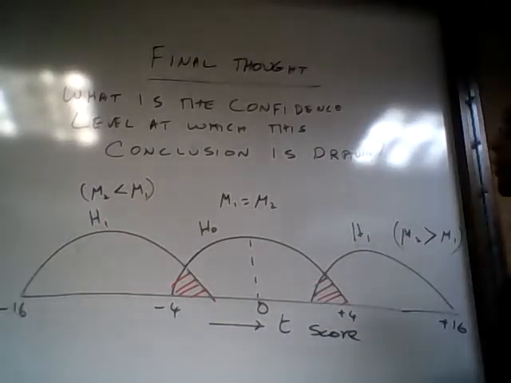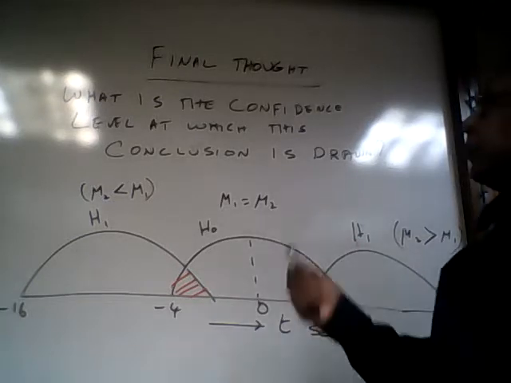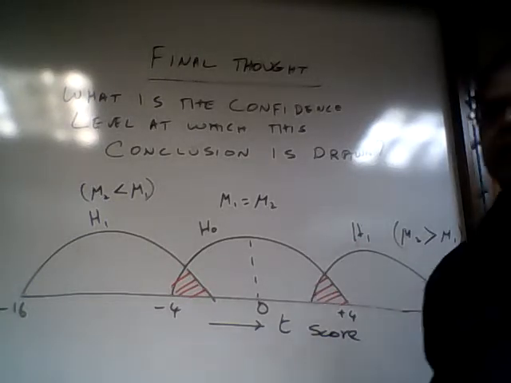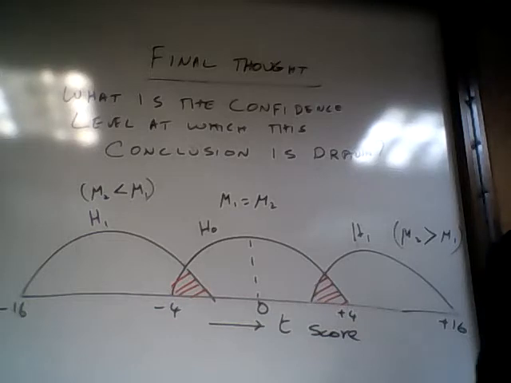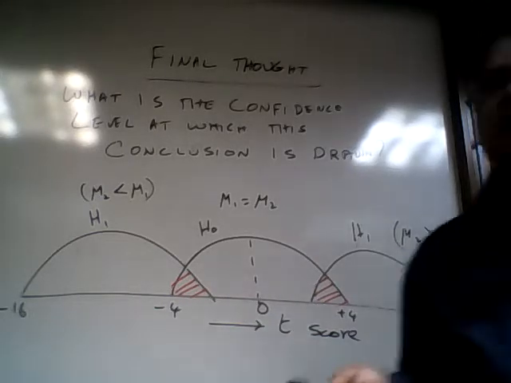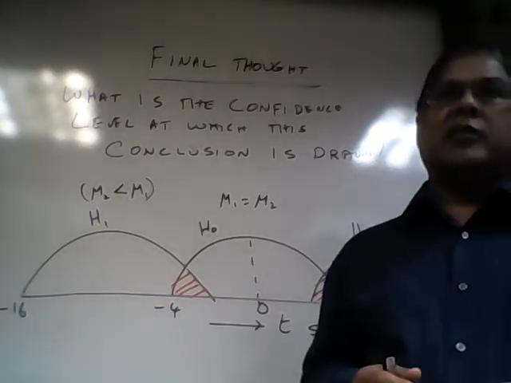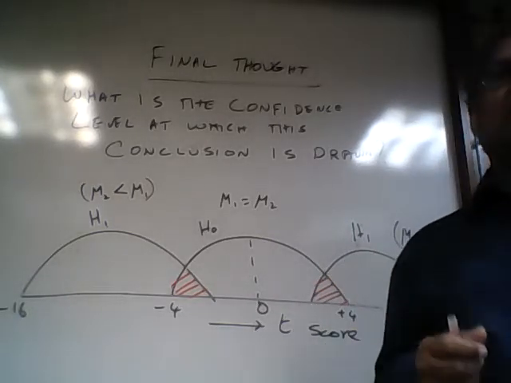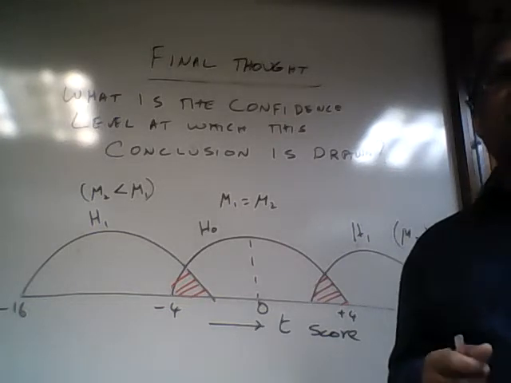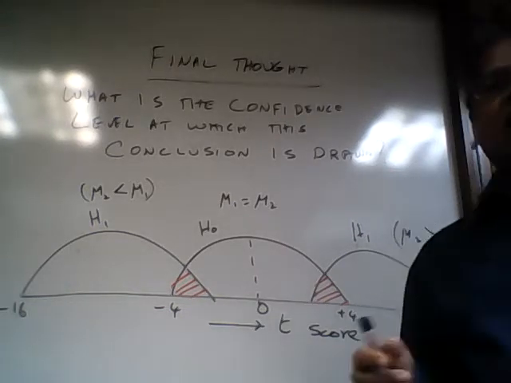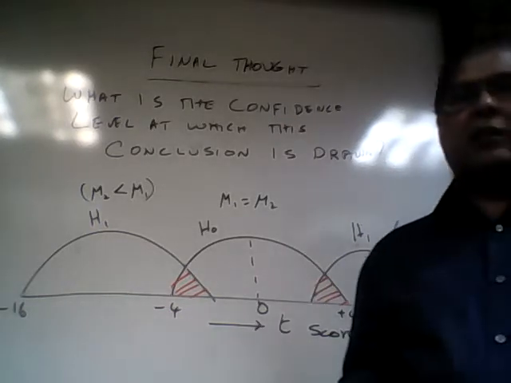Okay. Now the final thought from the previous example shows that the yields are the same between the two catalysts. But what is the confidence level at which this conclusion is drawn? That is probably the most important engineering question you have to answer. What is the significance of that test? Are you really confident that both catalysts would give you the same effects or not?